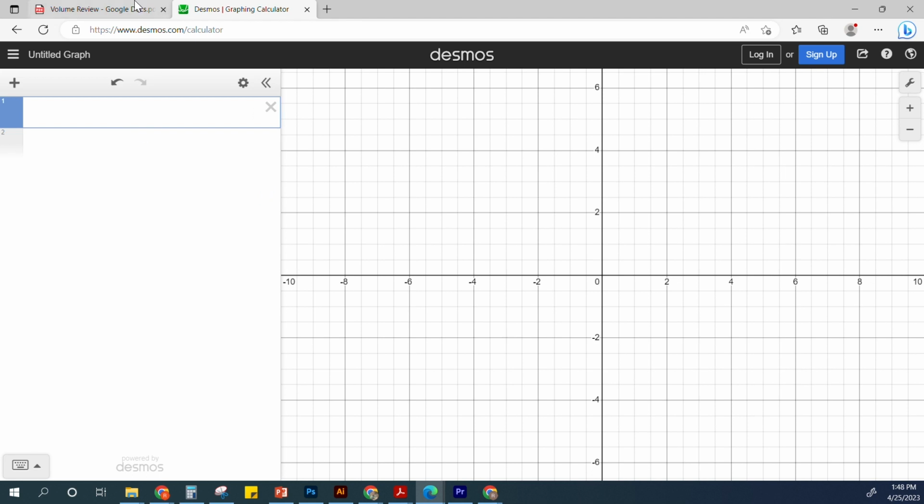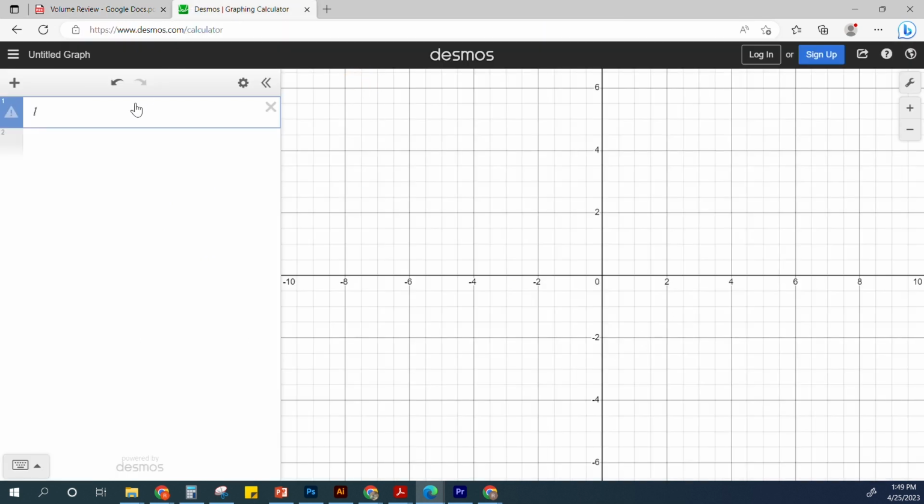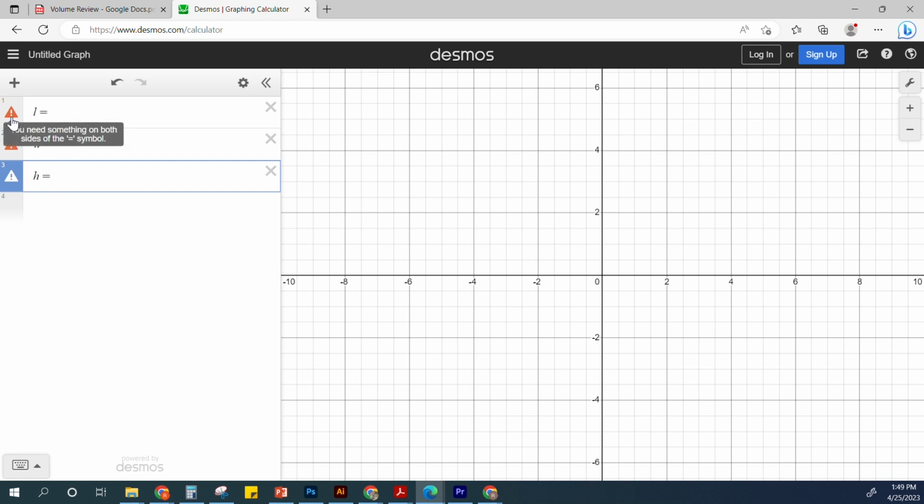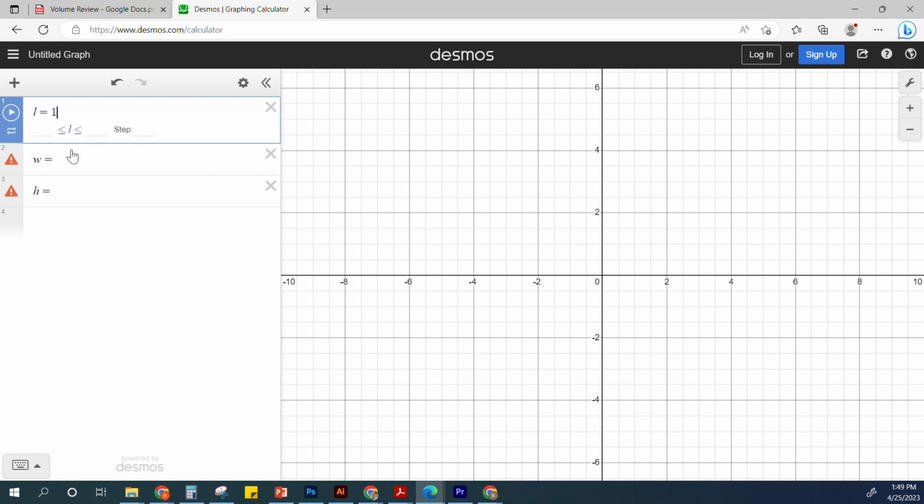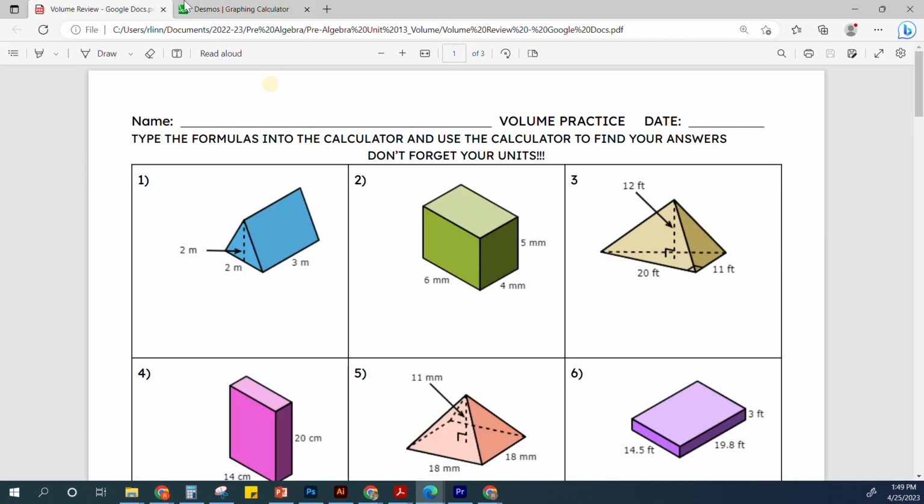So we're going to start out by putting in our basic dimensions that we need. If we have any sort of prism or pyramid, we need a length equals, we need a width equals, and we need a height equals. Now, when we type this in, because we don't have a complete equation here, we're going to get an exclamation point. It says you need something on both sides of the equal symbol. So let's go ahead and just put one in for each one of these, just so that way we can get rid of those arrows. So we're going to start out with just a basic shape that's length of 1, width of 1, and a height of 1. So that's our first step.